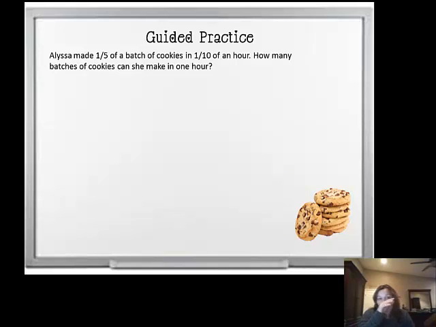All right, here's another one. Alyssa made 1/5 of a batch of cookies in 1/10 of an hour. So how many batches of cookies can she make in 1 hour? All right, so she did 1/5 a batch of cookies in 1/10 of an hour. And we're going to do this the same way to solve a fractional division problem. We're going to write it out as a division problem, 1/5 divided by 1/10.